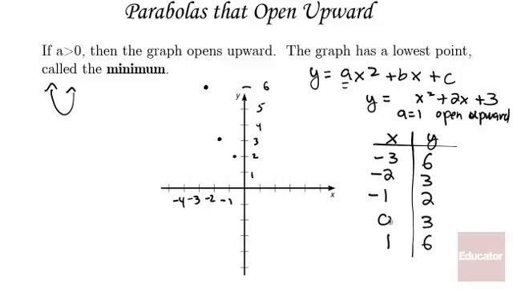When x is 0, y is 3. So now my curve's coming back up. When x is 1, y is 6. So the shape of this curve is like this.